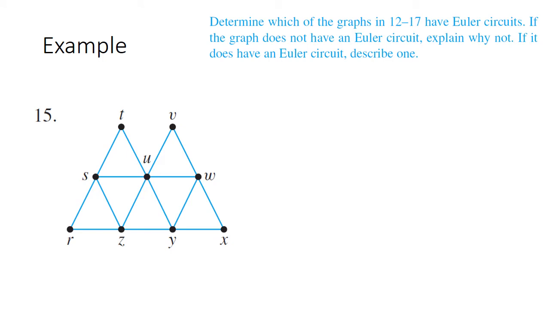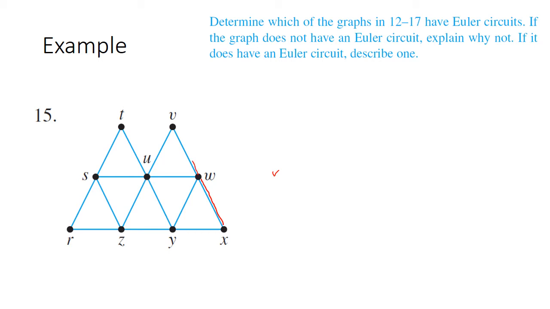So we have to determine whether or not this has an Euler circuit, and then if it doesn't have one, we have to explain why. And if it does have one, then we have to describe it. So let me try drawing an Euler circuit here, and I'll show you what can go wrong. So let's say I start at X over here, and I just start going up.